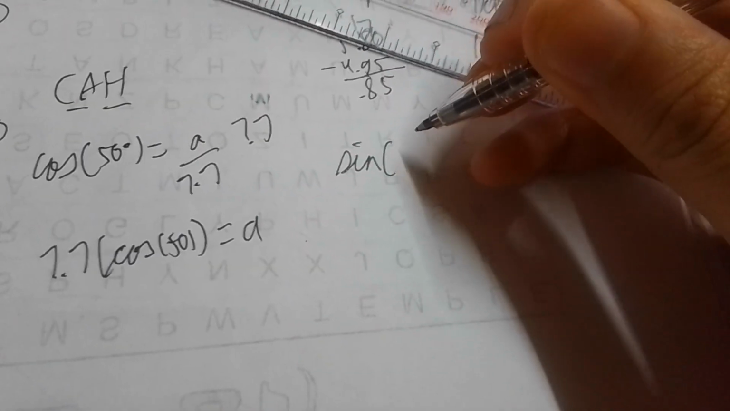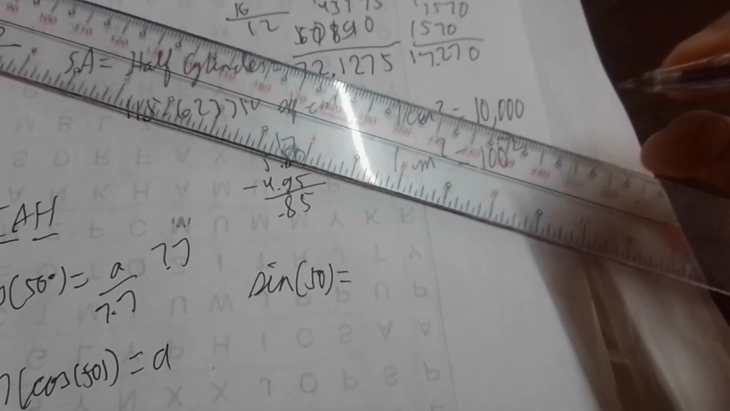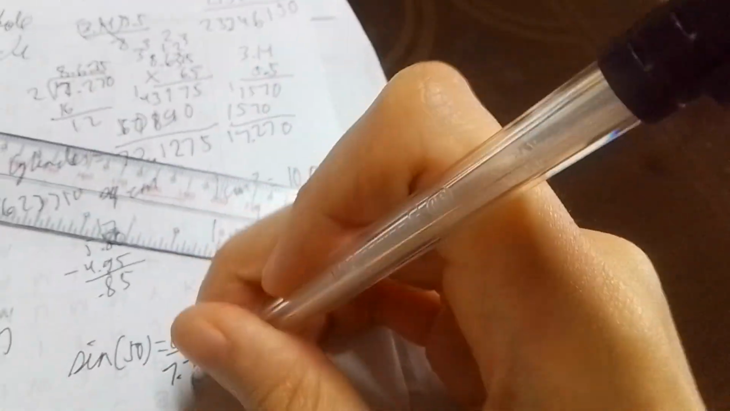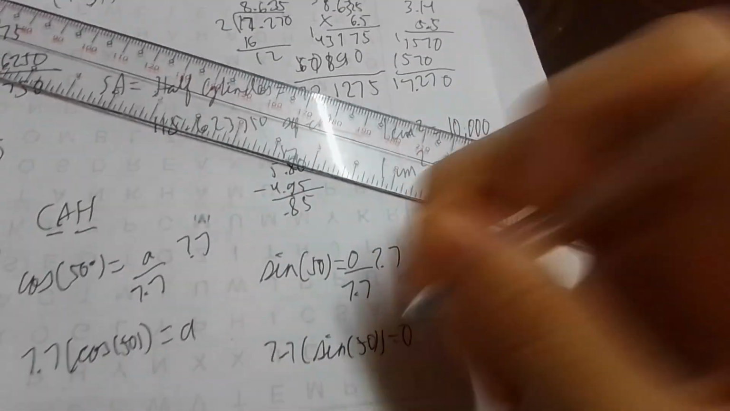Remember, sine of what angle do you want? It's the angle that you're working on. Sine of 50 is equivalent to what? Opposite over hypotenuse, so O over 7.7. Then multiply both sides by 7.7. So therefore, it will be 7.7 sine of 50 equals O.